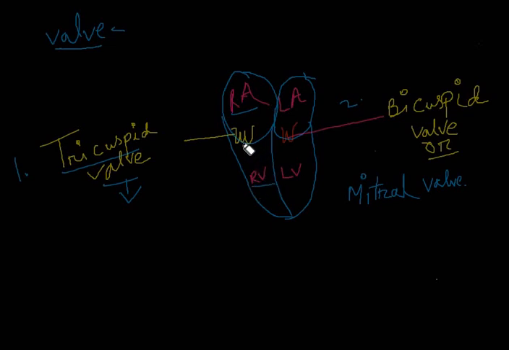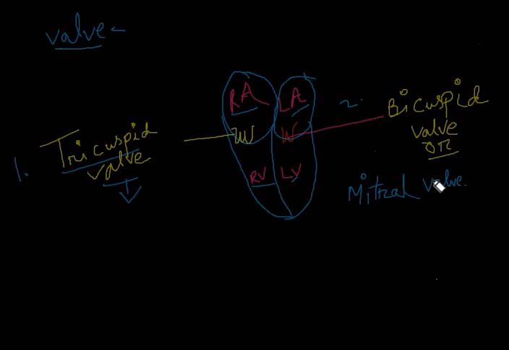Which type of valve is present? Tricuspid valve is present in between the right atria and right ventricle. But in between the left atria and left ventricle, the bicuspid valve is present. Where is the bicuspid valve present? In between the left atria and left ventricle.